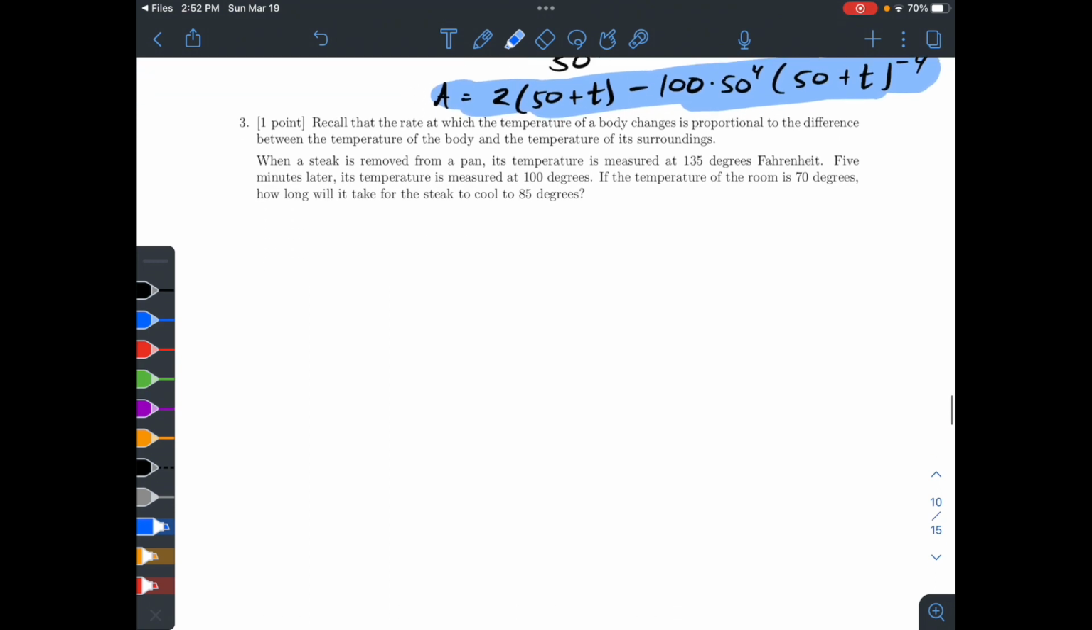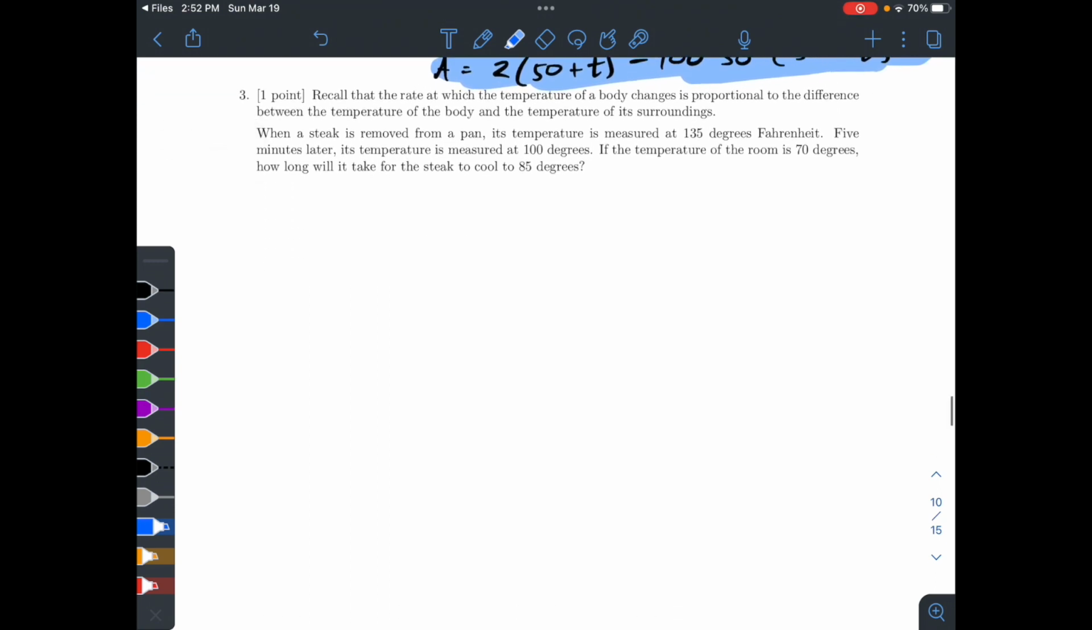All right. This one's kind of different too. I don't know if we're going to do it in all of its detail, but let's talk about it. The rate at which the temperature of the body changes is proportional to the difference between the temperature of the body and the temperature of its surroundings. When a steak is removed from a pan, its temperature is measured at 135 degrees Fahrenheit. 5 minutes later, its temperature is 100 degrees. If the temperature of the room is 70 degrees, how long will it take the steak to cool to 85 degrees?